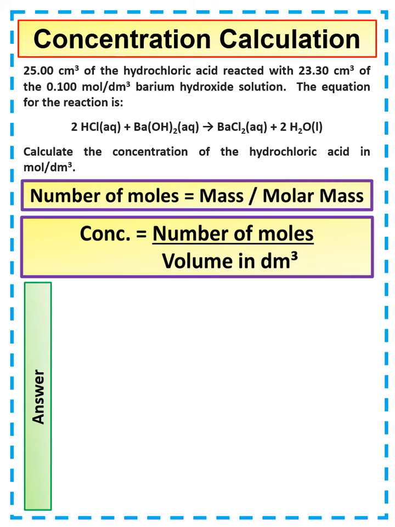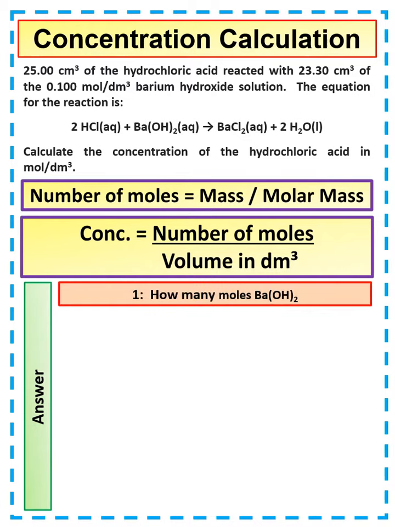Concentration calculations can be a little bit tricky, but if you follow these steps, every time a question like this comes up, you should pretty much get it right. So it says in the question that we've got 25 centimetres cubed of hydrochloric acid reacted with 23.3 centimetres cubed of a 0.1 moles per decimetre cubed barium hydroxide solution. Right, and the equation is below. So calculate the concentration of hydrochloric acid in moles per decimetre cubed.